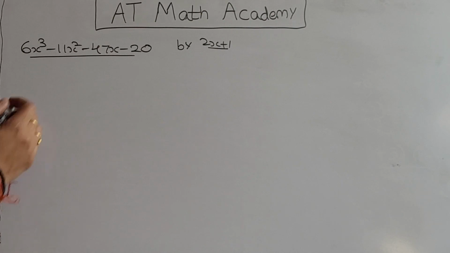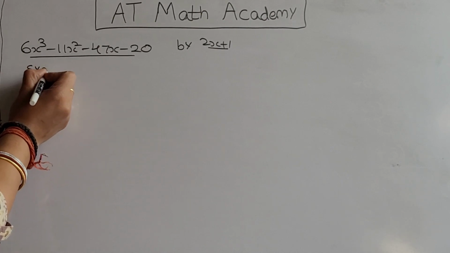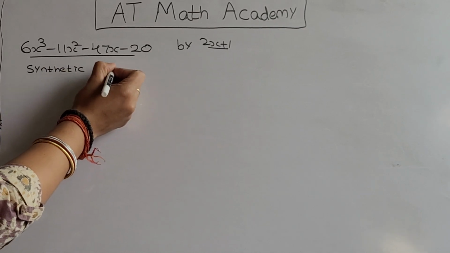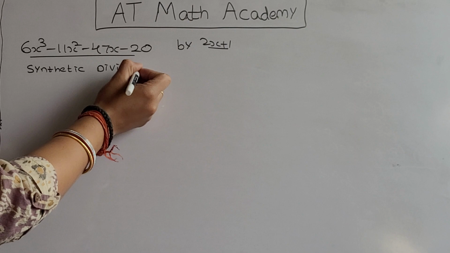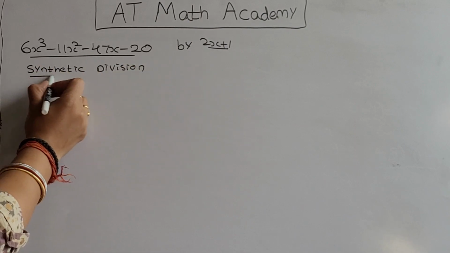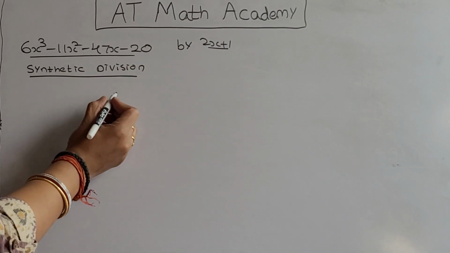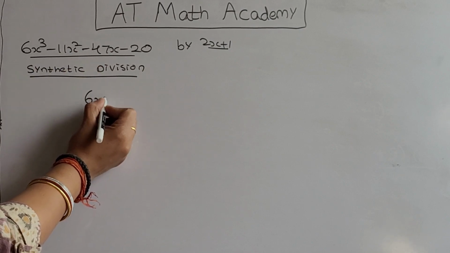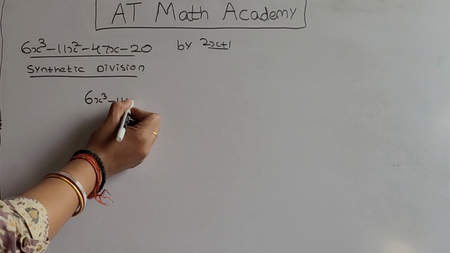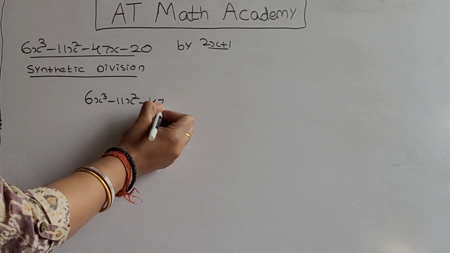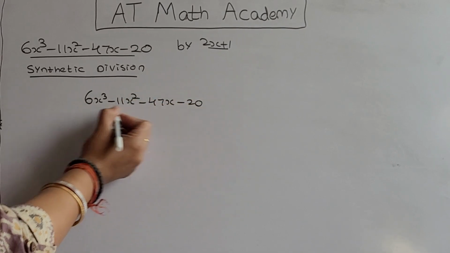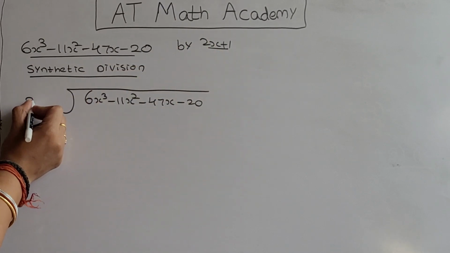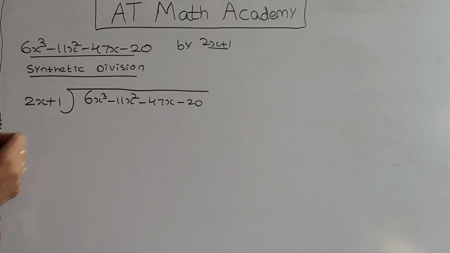So now I am following a method called synthetic division for dividing this. In my earlier video, I have shown you a simple example with synthetic division. Now I'm going to follow the same process. So let's take the numerator here, 6x cubed minus 11x squared minus 47x minus 20. And let's write the division sign, and let's write the denominator here, 2x plus 1.